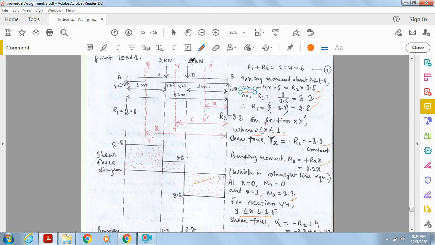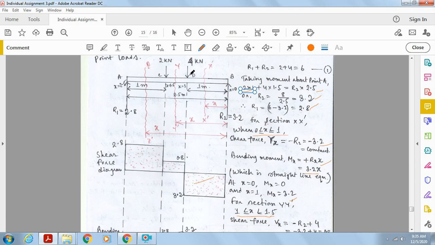Point D is where the maximum point load of 4 kilonewton is acting. So at this point only the bending moment will be highest. As per the numericals that we are going to solve, or have already solved, we have to understand the nature of the diagram, whether it is a straight line diagram, a parabolic diagram, or a constant line diagram. We have to understand these by solving various problems associated with the shear force and bending moment diagram.